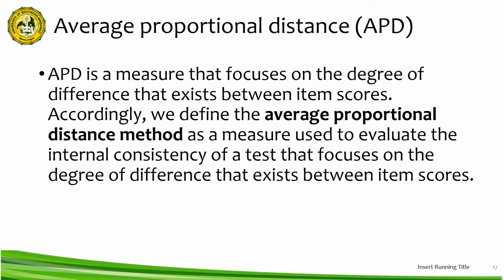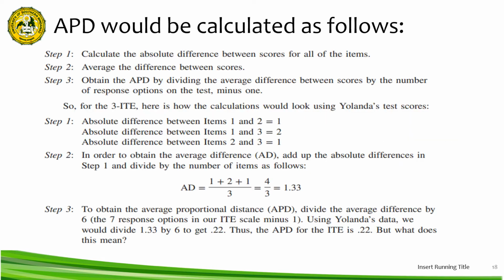Let's proceed to the average proportional distance, or the APD. APD is a measure that focuses on the degree of difference that exists between item scores. Accordingly, we define the average proportional distance method as a measure used to evaluate the internal consistency of a test that focuses on the degree of difference that exists between item scores. So APD would be calculated as follows.